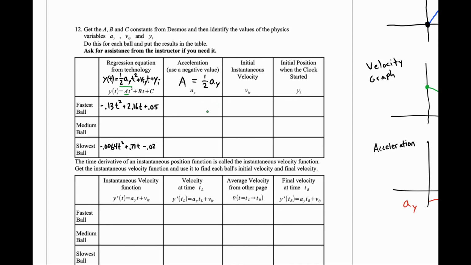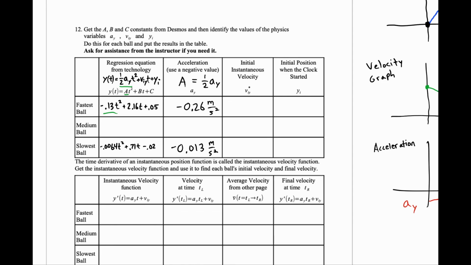So what do you have to do? You just have to double the coefficient that you got here. Alright, so that's going to give me negative 0.26 meters per second squared. That's my acceleration. Well, it's a deceleration though because it's causing the ball to slow down. Over here, it looks like we'll have 0.0128, or 0.013 meters per second squared.